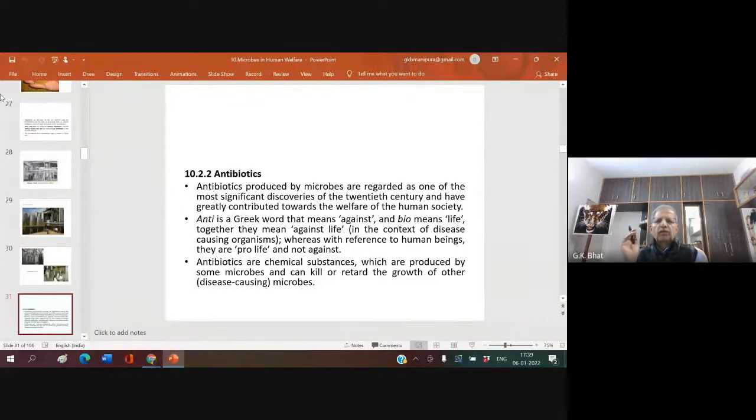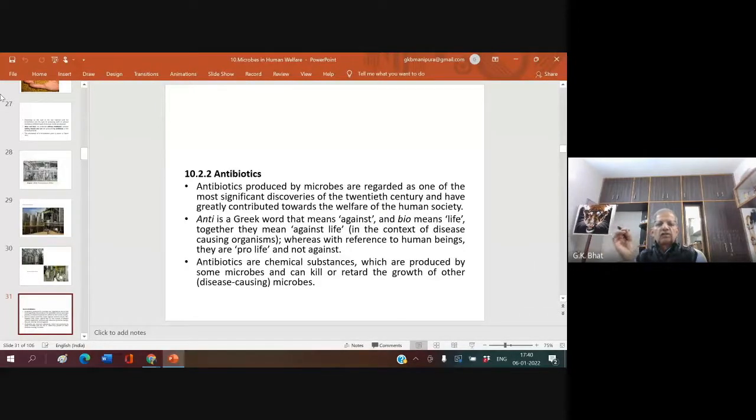Here, antibiotics, what do you mean by that? Anti is a Greek word, it means against. Bio means life. That means against life. Against whose life? Not against ours. It is against life in the context of disease-causing organisms. Antibiotics are against the life of disease-causing organisms, whereas with human beings, they are pro-life. They save our life. They kill the disease-causing organisms.